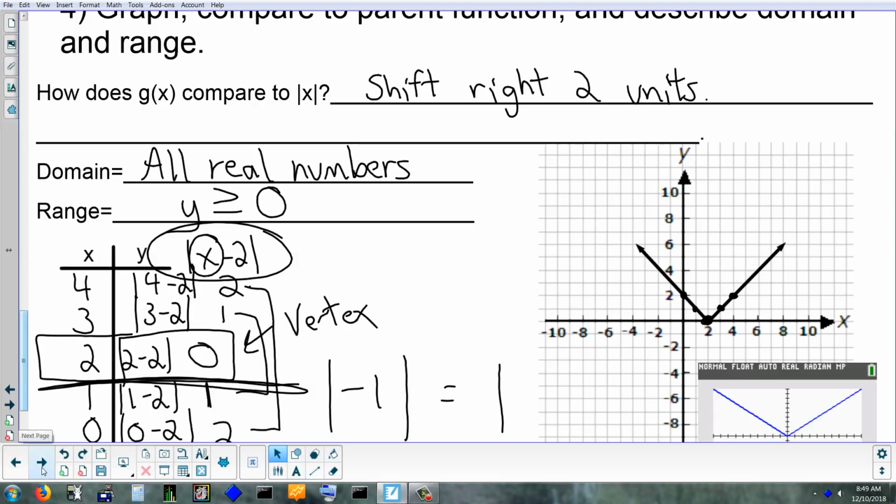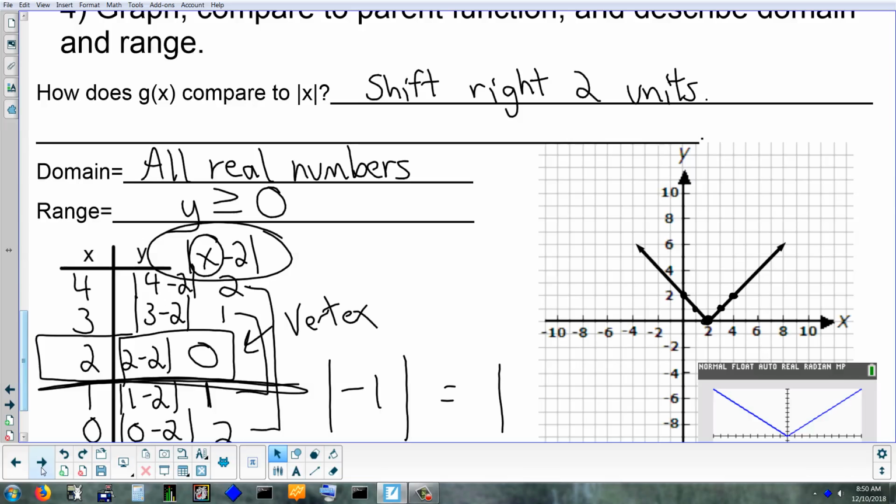All right? Again, range is the lowest your graph goes on the y-axis. The lowest your graph touches on the y-axis. In this case, here's my y-axis. It touches at 0, not at 2. 2 is the x-axis. All right?